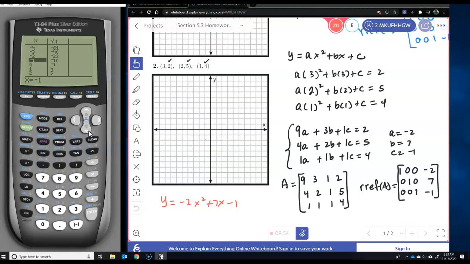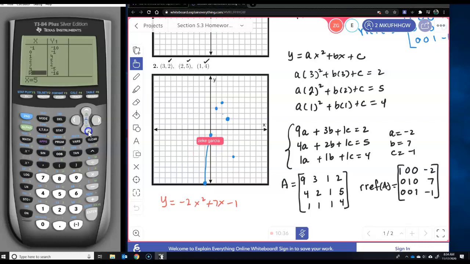1, 2, 3, 4, 5, 6, 7, 8, 9, 10, negative 10. The next one is 0, negative 1. The next one is 1, 4. 1, 1, 2, 3, 4, 1, 4. The next one is 2, 5. 2, 1, 2, 3, 4, 5. The next one is 3, 2. 1, 2, 3, 2, 3, 2. 4, negative 5. And then 5, we can't graph that.